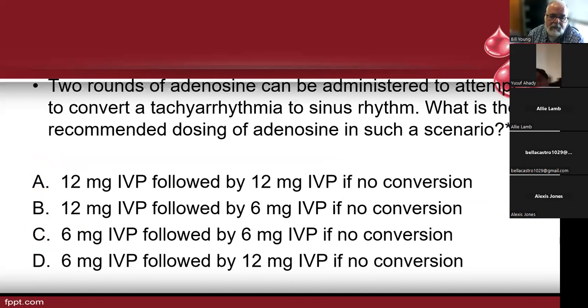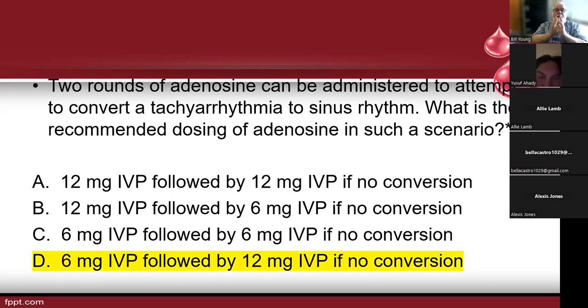Two rounds of adenosine can be administered to attempt to convert a tachyarrhythmia to sinus rhythm. What's a recommended dosing of adenosine in such a scenario? A, 12 milligrams IV push, followed by 12 milligrams IV push if no conversion. B, 12 milligrams followed by 6 milligrams. C, 6 milligrams followed by 6 milligrams, or D, 6 milligrams followed by 12 milligrams. D, as in Delta. B is correct.